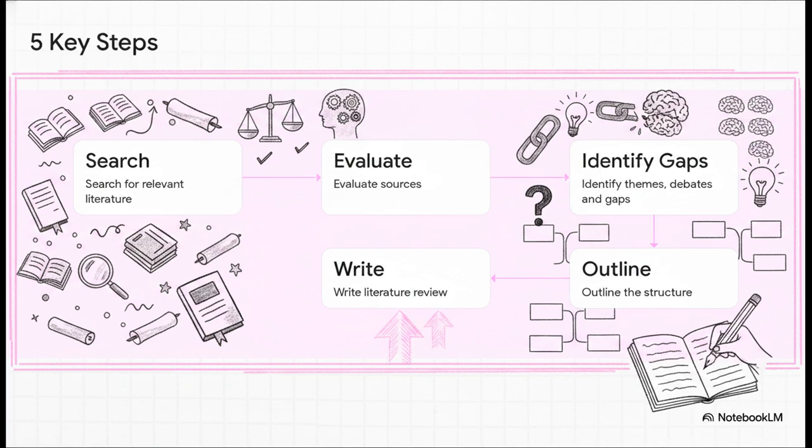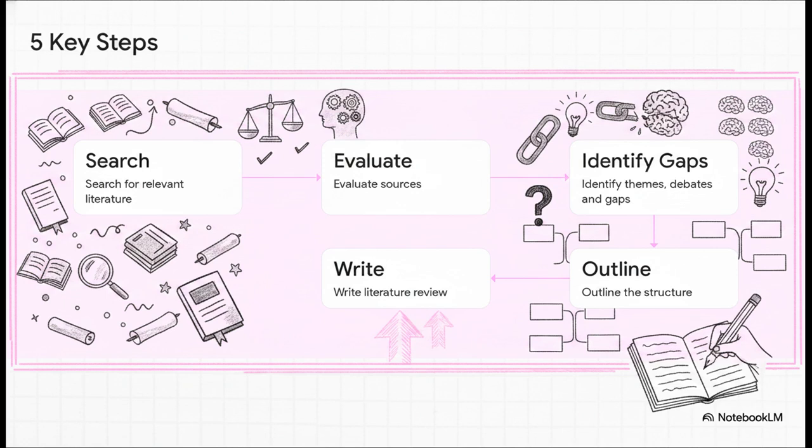I think a lot of students assume a literature review is just a reading list, but it's actually a highly systematic build. It's a clear 5-step progression. First, you search for relevant literature. Then you critically evaluate those sources. Step 3 is where the real magic happens. You identify themes, debates, and, this is the most important part, gaps. What hasn't been solved yet?